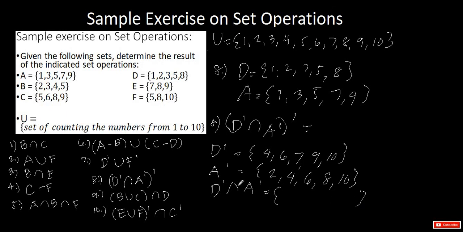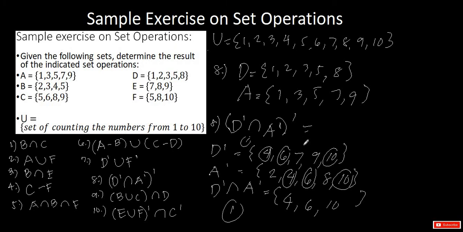Then finally, let's determine here the intersection of the complements of set D and set A to complete our step 1. So let's look for the common elements. We have 6 is common, we have 4, and we have 10. So the elements therefore of the intersection are 4, 6, and 10. So this is our step 1. We have completed already our step 1, performing the operation inside the grouping symbol.